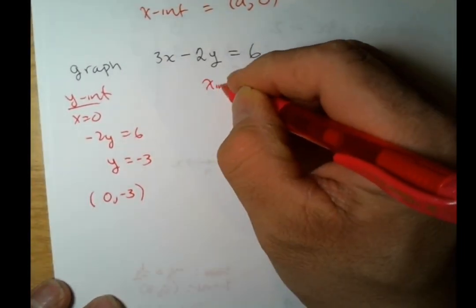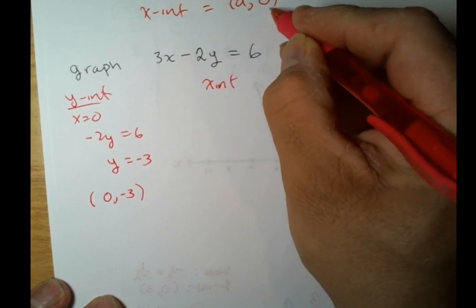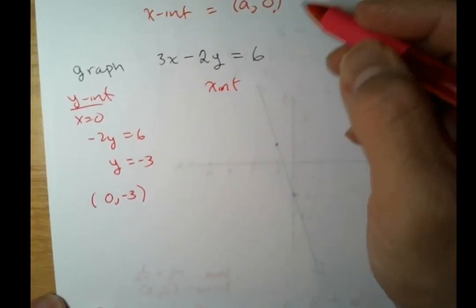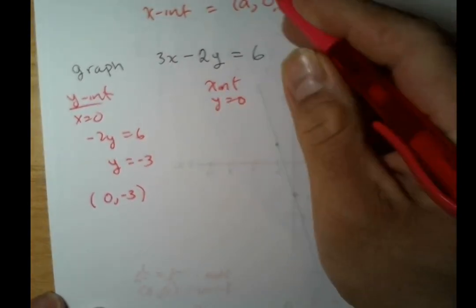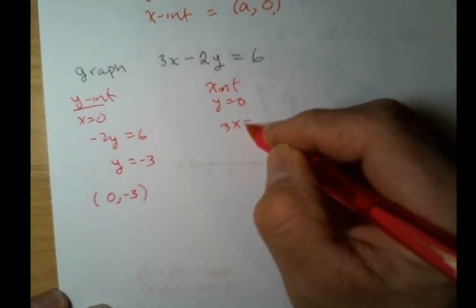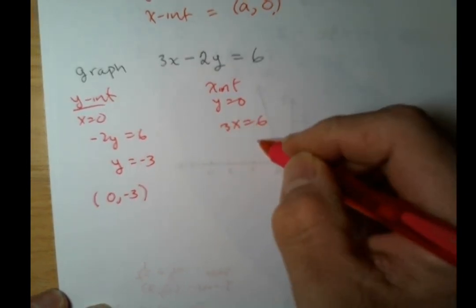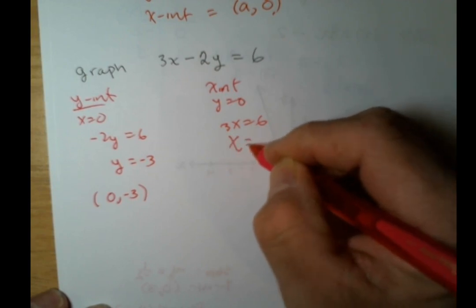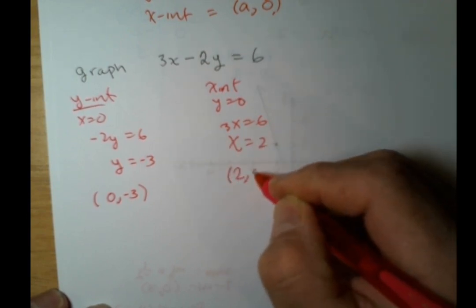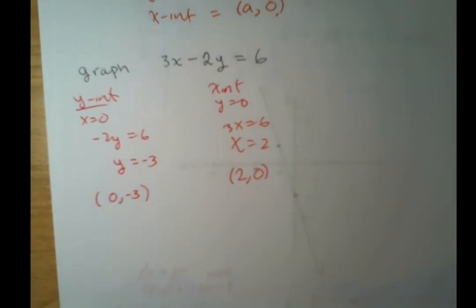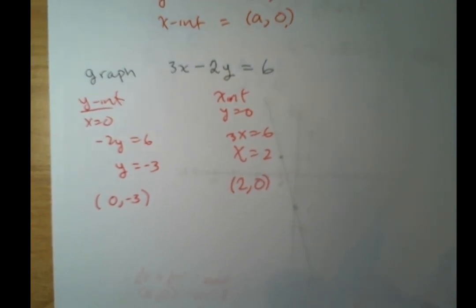Our x-intercept happens when y is 0. Okay, when y is 0, we get 3x equals 6, divide both sides by 3, and we get x is equal to 2. So we get 2, 0. Easy enough. Didn't have to solve for y. Was able to calculate these values right away.